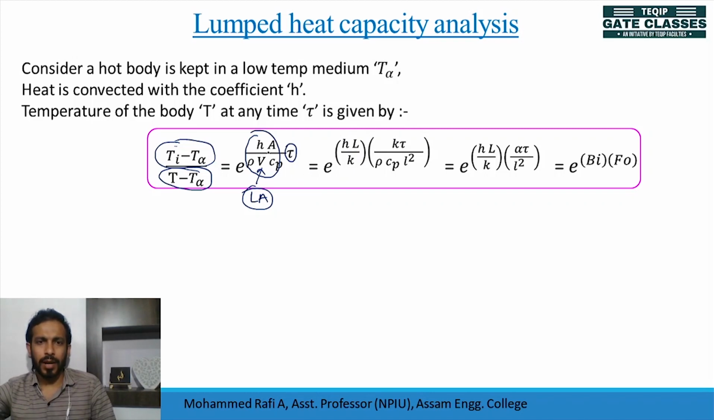so the area and area will get cancelled, and again I am multiplying with L in the numerator and denominator. I am just trying to find some correlation. This is just a mathematical operation, in order to draw a few more conclusions. So I am rearranging this expression as hL by k and k tau divided by rho Cp by L square. So k by rho Cp turns out to be our thermal diffusivity.